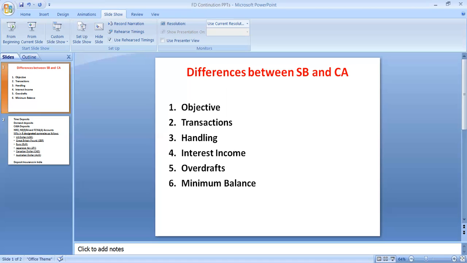Now come to the fifth difference. As far as overdrafts are concerned, there is a difference with regard to the overdrafts as far as saving bank account and the current account. My dear students, as discussed, saving accounts have no overdraft facility. However, current accounts have the same facility.